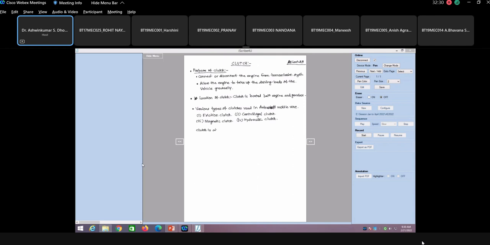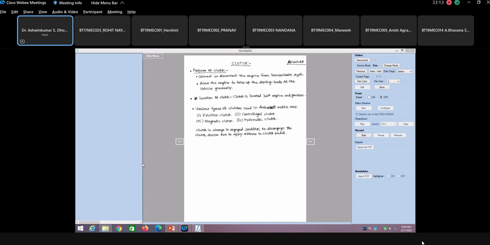Clutch is always in engage condition. To disengage the clutch, the driver has to apply efforts to the clutch pedal. Okay. Now parts of the clutch.